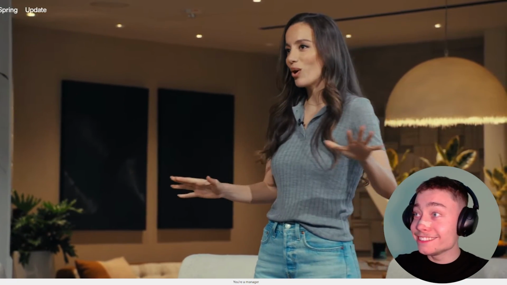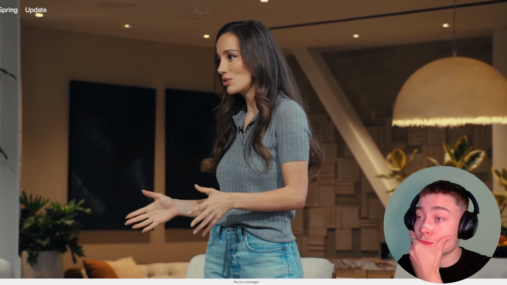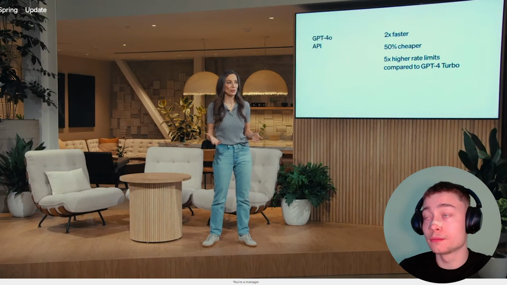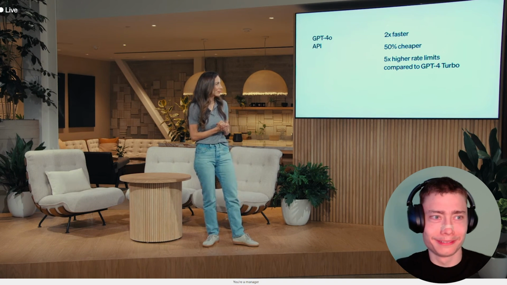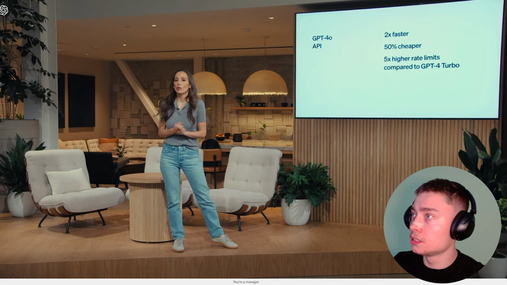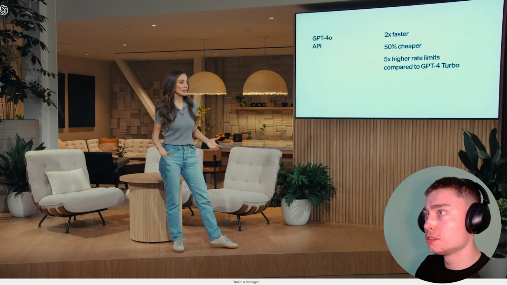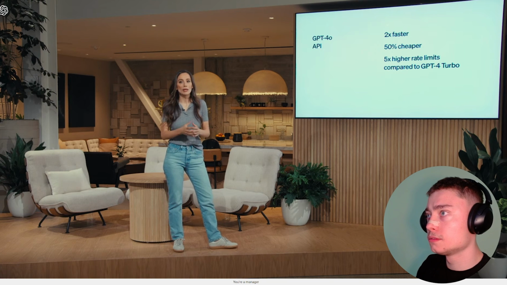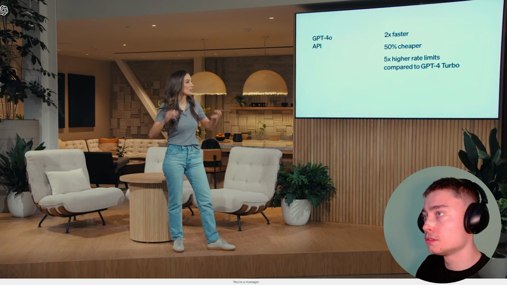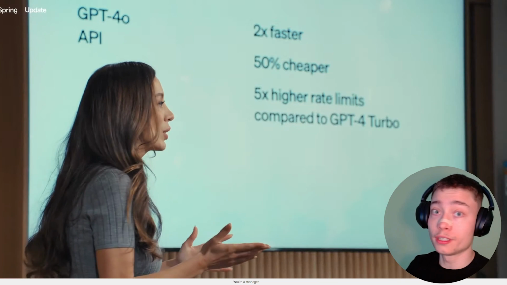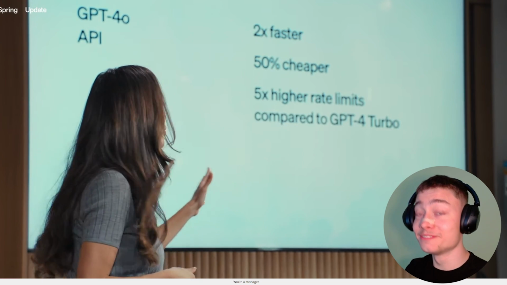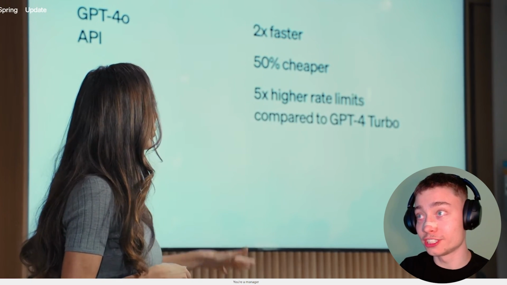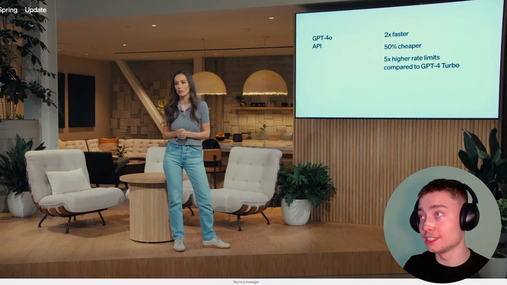But GPT-4o is not only available in ChatGPT. We're also bringing it to the API. That's a given, that's not a crazy announcement. So our developers can start building today with GPT-4o and making amazing AI applications, deploying them at scale. GPT-4o is now available at 2x faster, 50% cheaper, and 5 times higher rate limits compared to GPT-4 Turbo. That's big for agents.